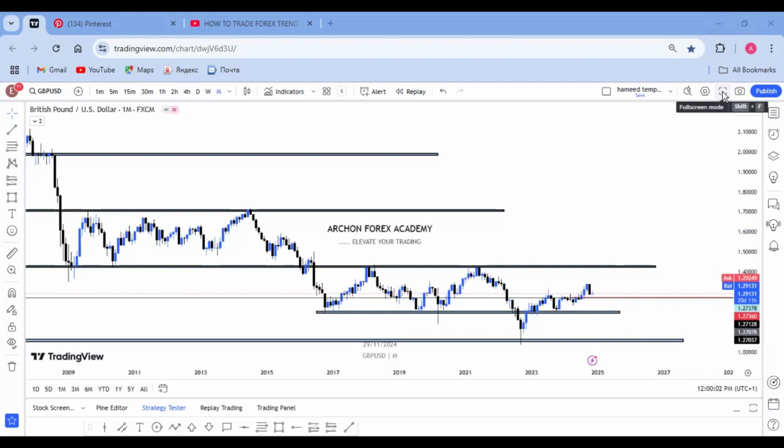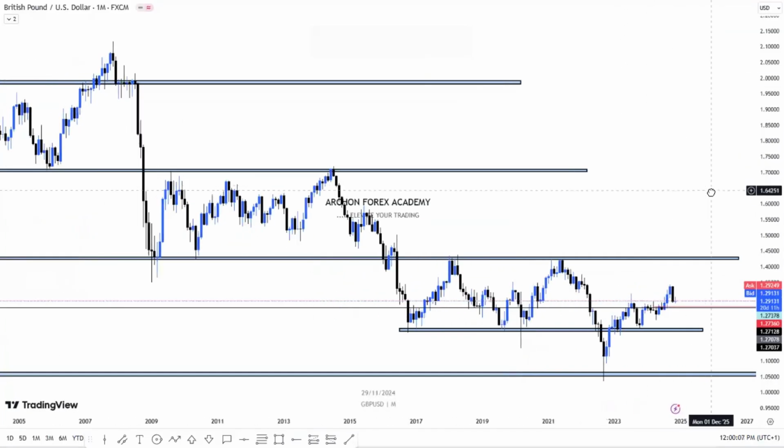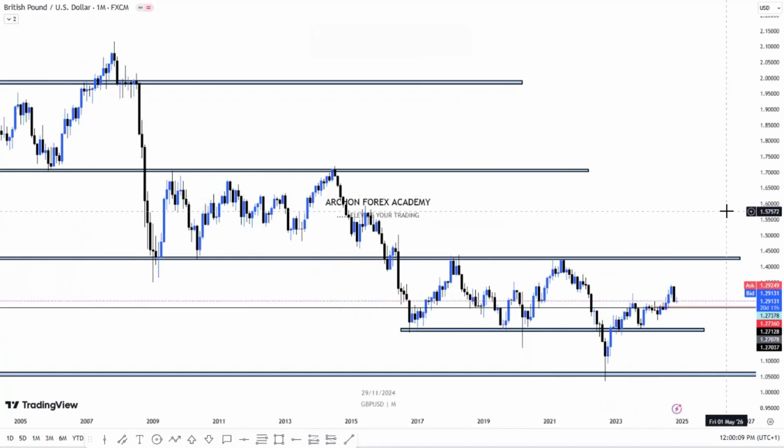Now, this is a monthly time frame, as we all see. On a monthly time frame, I'm not taking trades, and I'm not even doing analysis. I'm just going to the monthly time frame because we are in a new month, so I want to know what happened for the last month, which is October. So that's why I'm on the monthly time frame.